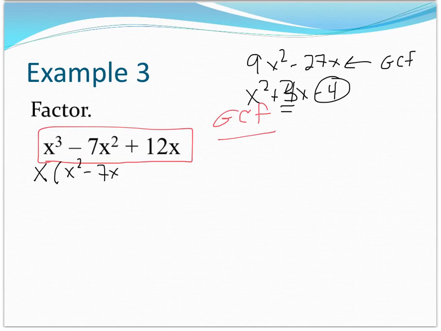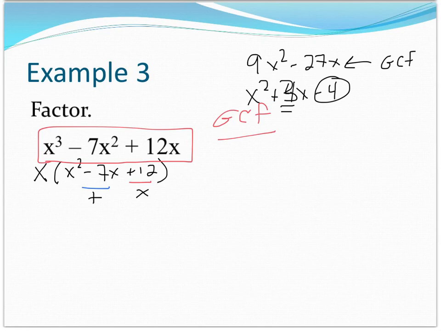So if I take an x away from everybody, it leaves me with this. And now, since I pulled out this GCF, I now have this quadratic that I can factor like we did in this example from right here. And so I'm going to ask myself, okay, what two numbers multiply to 12 but also add to this? So they're going to multiply and add.